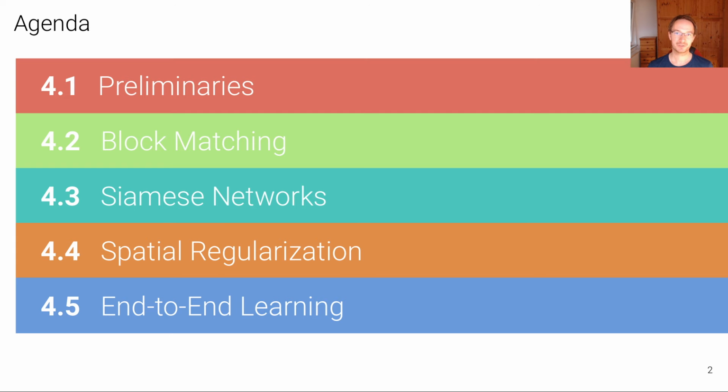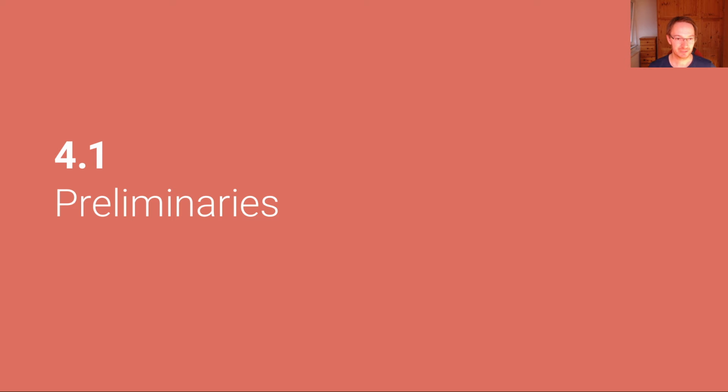In the second unit, we're going to discuss the most basic dense stereo matching algorithm called block matching. And then we move on to algorithms that use deep neural networks, so-called Siamese networks. We also cover spatial regularization, how to overcome some of the ambiguities that are present in this problem, and finally cover the more recent end-to-end learning approaches that require a lot of data but produce state-of-the-art results today. Okay, so let's start with the preliminaries.